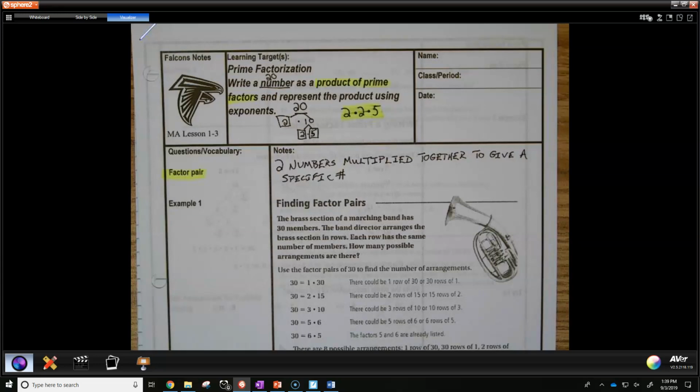So let's do a quick game while you're writing that down, with my infinity ball. Can anyone identify a factor pair for the number 12? 3 and 4. 3 and 4 is a factor pair. Any other ones? 1 and 12.